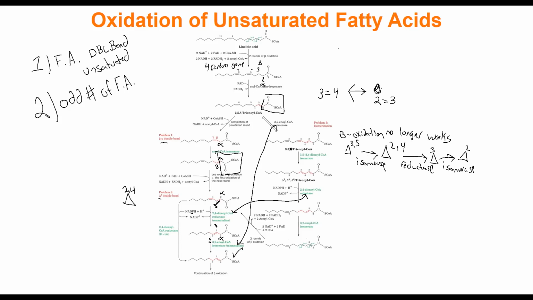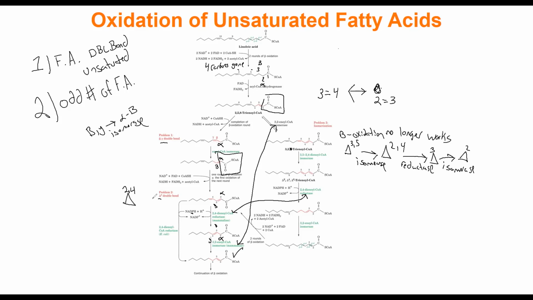So just to reiterate, what are the problems here? The first problem is if you have a beta gamma double bond. If you have a beta gamma double bond, you need an isomerase. So beta gamma, you move it to an alpha beta through an isomerase.